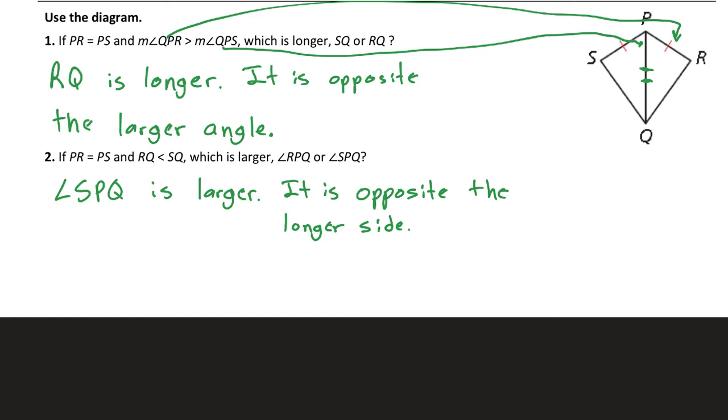Okay, so part of this is knowing how to name an angle. Angle QPR is opposite RQ. Angle QPS is opposite SQ. And since QPR is larger, that makes RQ longer. In number 2, PR is congruent to PS. RQ is less than SQ, so that makes SQ longer, which means the angle that forms SQ is larger, while angle SPQ is forming side SQ. So that makes SPQ larger than RPQ.